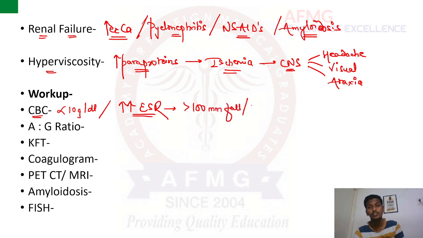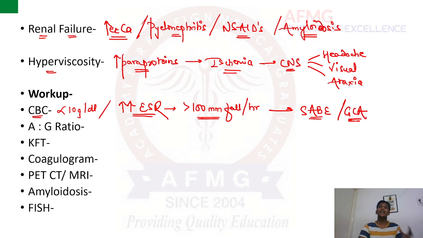So please remember, it will show more than 100 mm fall in the first hour, and such a highly elevated ESR is only seen in some of the conditions, one of them being multiple myeloma. The other conditions which show excessively elevated ESR are SABE, that is subacute bacterial endocarditis, which is seen due to Streptococcus viridans, and the other important cause is GCA, which is a type of vasculitis, that is giant cell arteritis, also known as temporal arteritis. So in these three conditions mainly, the ESR would be elevated when it shows a fall of more than 100 mm in the first hour itself.